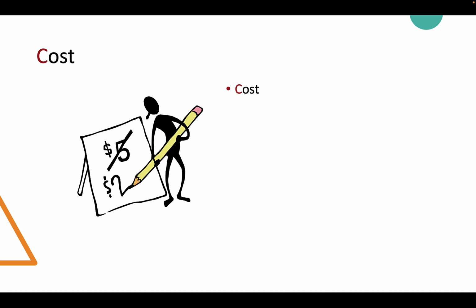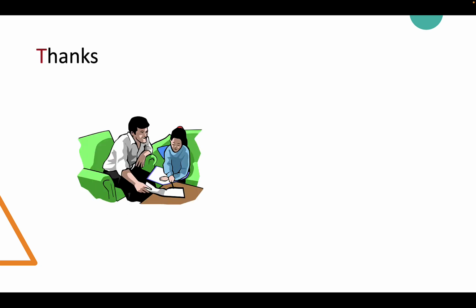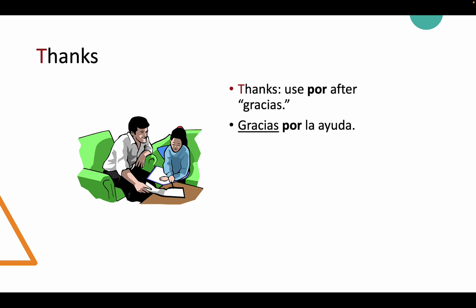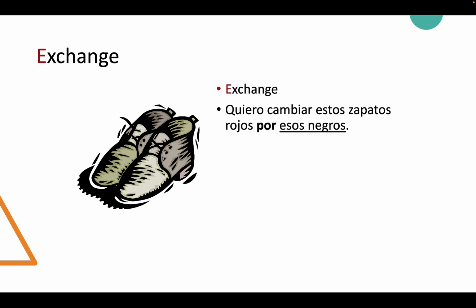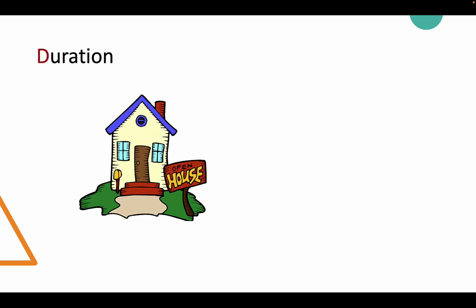Cost. Pagué 20 euros por esta chaqueta. I paid 20 euros for this jacket. Thanks. When we express gratefulness, we're always going to use por. Gracias por la ayuda. Exchange. Quiero cambiar estos zapatos rojos por esos negros. I want to exchange these red shoes for those black ones from over there.